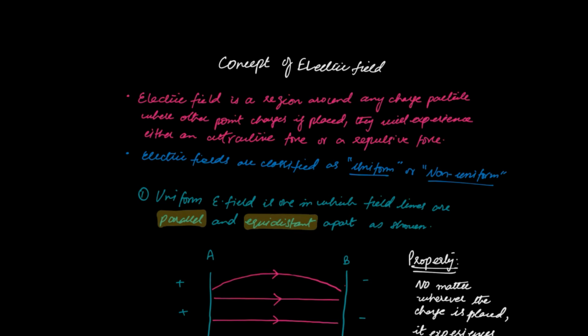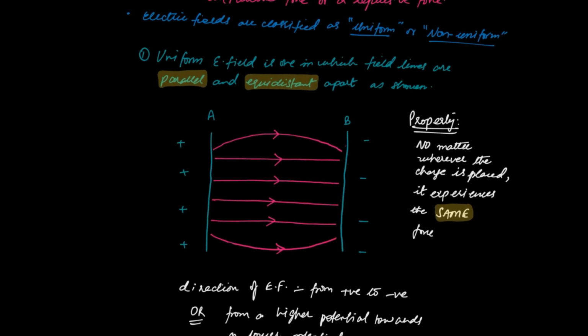So electric fields can be classified into two categories. The first one is the uniform electric field, and the second one is the non-uniform electric field. So what is a uniform electric field? A uniform electric field is one in which field lines are parallel and equidistant apart, as shown. So you can see that these lines are parallel and they are equidistant apart.